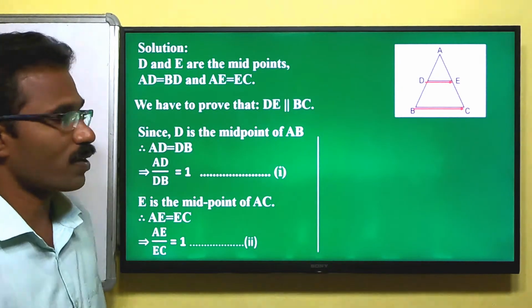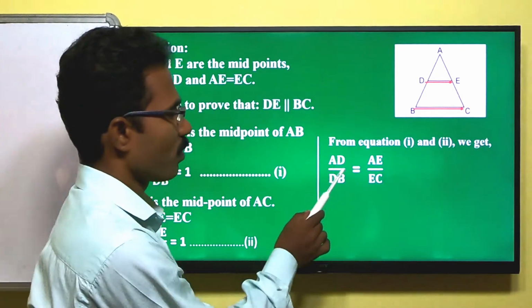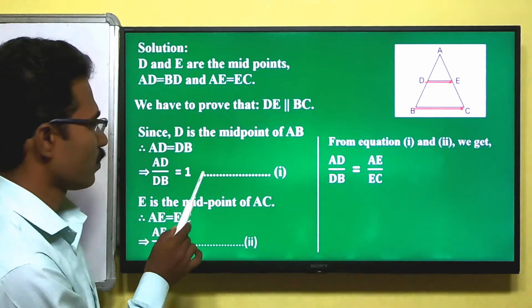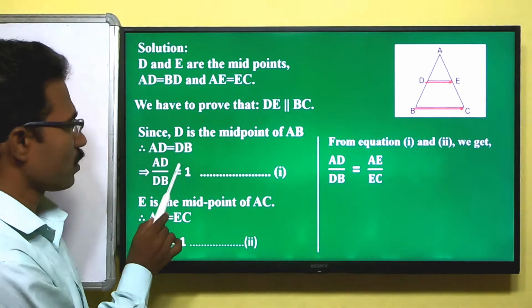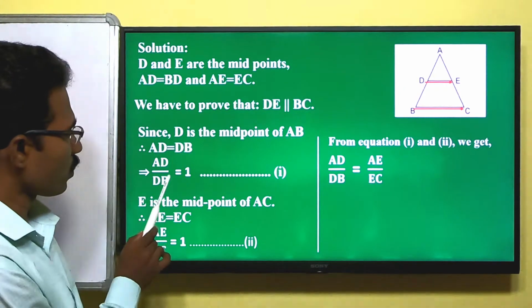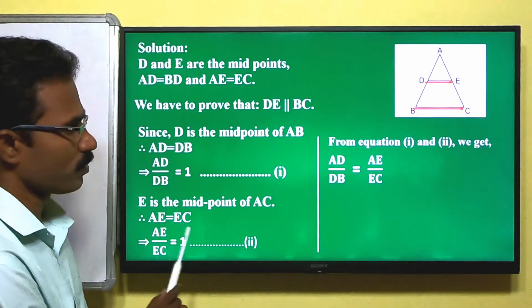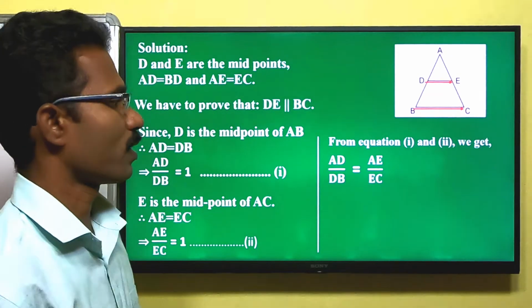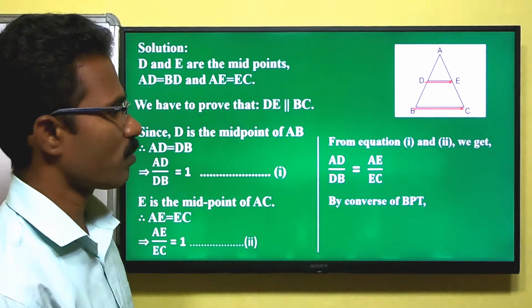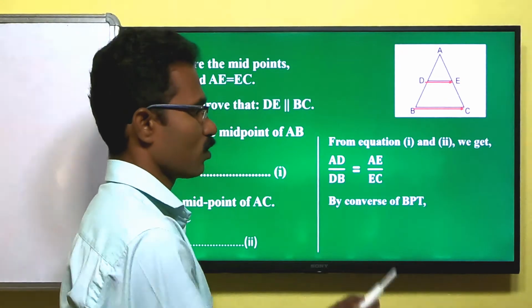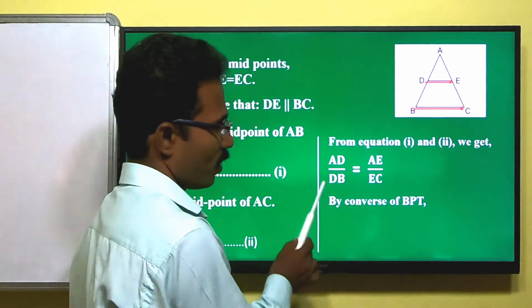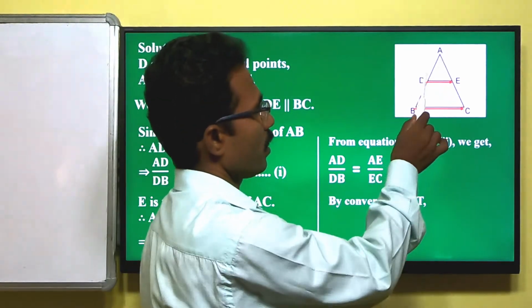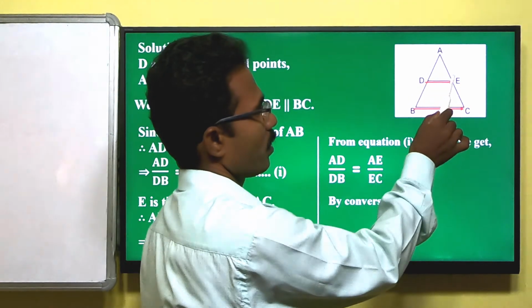From equation 1 and 2, what can we write? AD upon DB equal to AE upon EC. Since this is 1 and this is also 1, this equal to this. AD upon DB equal to AE upon EC. Very simple. So by converse of basic proportionality theorem, from this, what we understand?